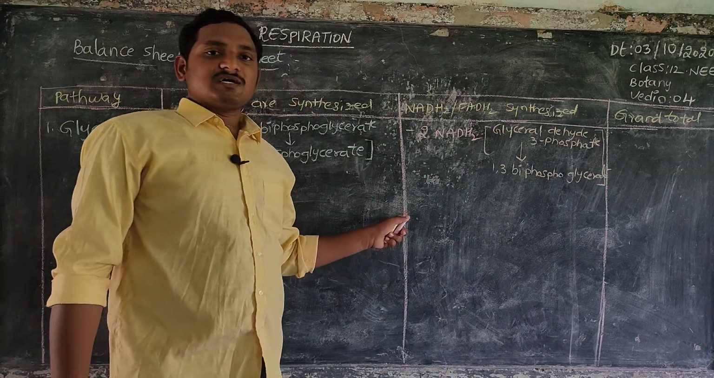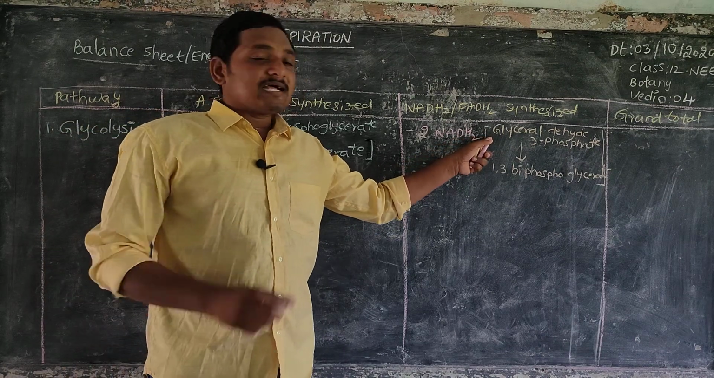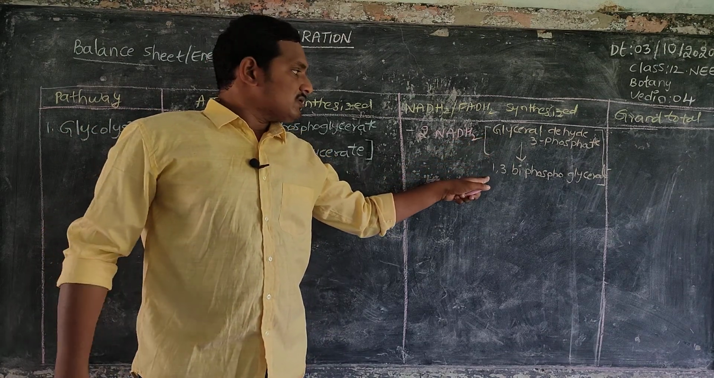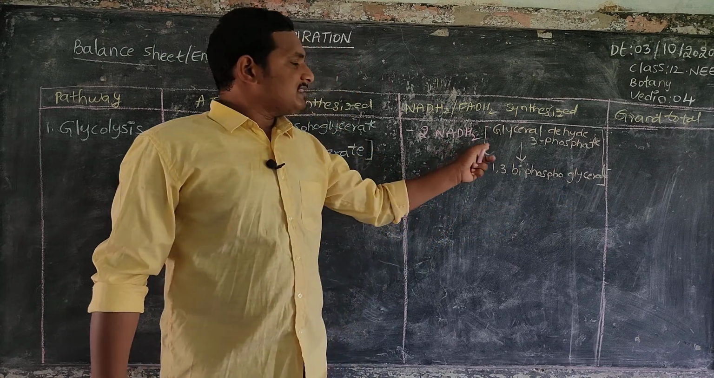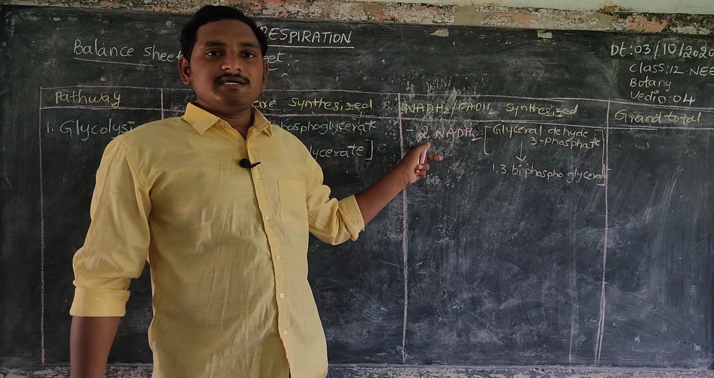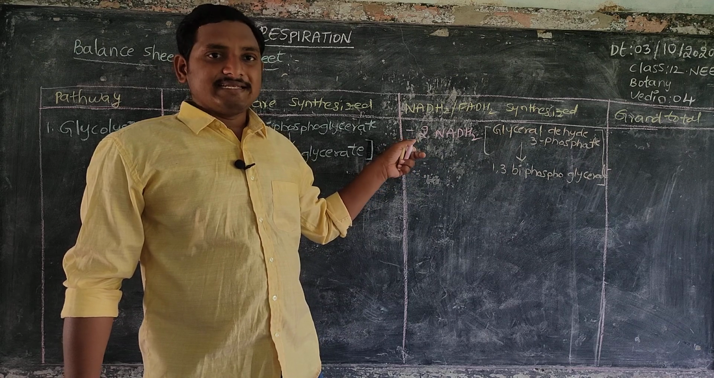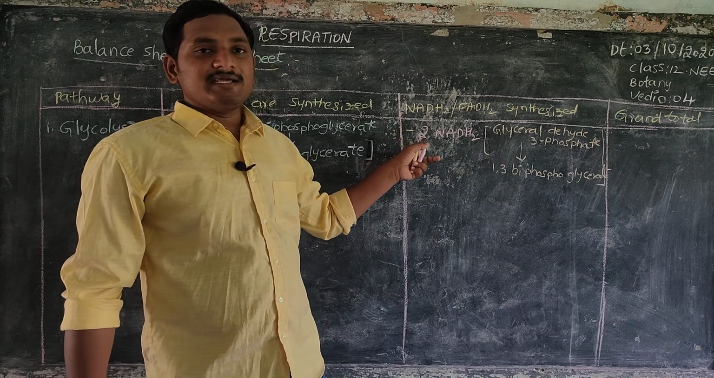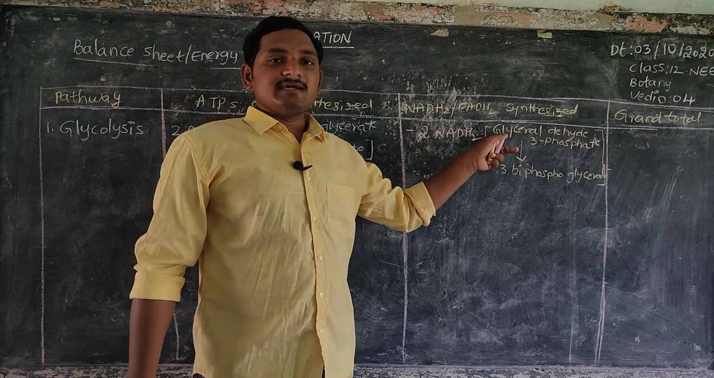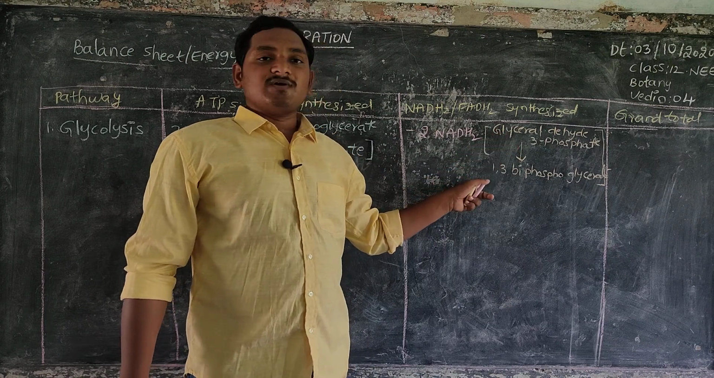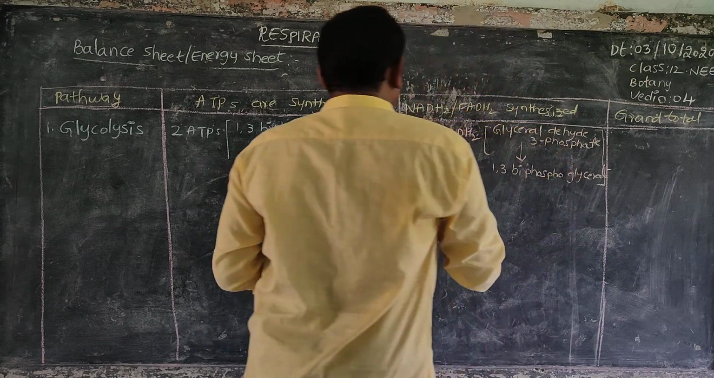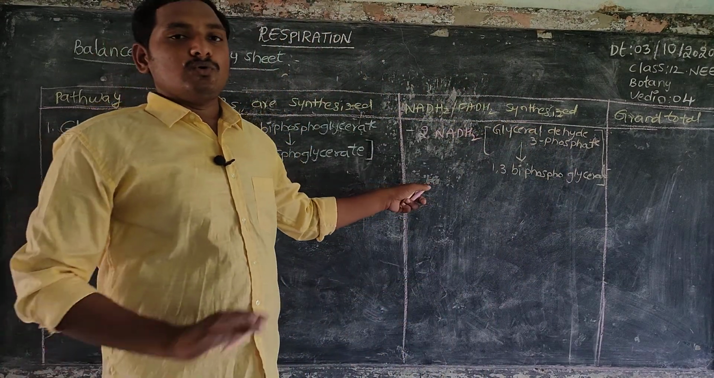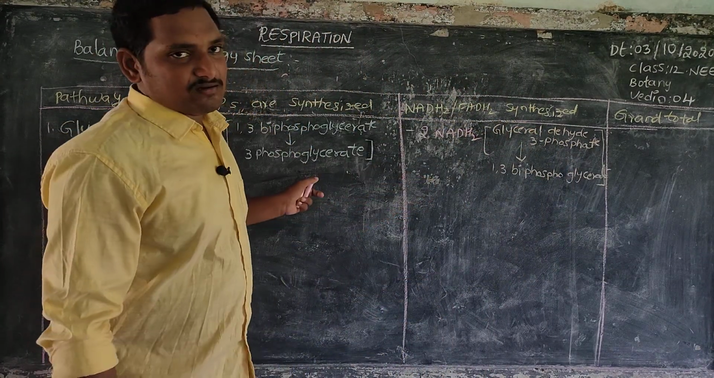Glyceraldehyde 3-phosphate changes into 1,3-bisphosphoglycerate. In this process 2 NADH2s are we getting. How many FADH2s? No FADH2s are we getting from glycolysis.